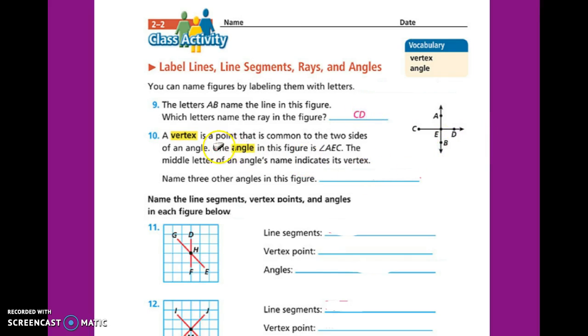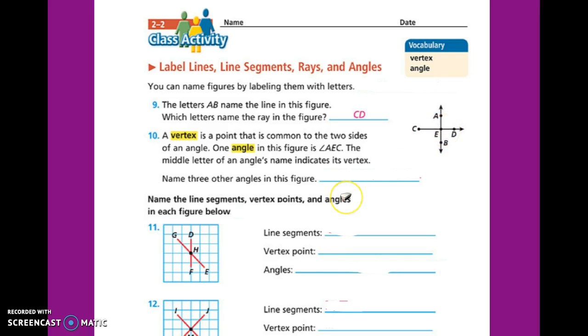Now it says a vertex is a point that is common to both sides of an angle. One angle in this figure is angle AEC. The middle letter of the angle name indicates its vertex. So if I find AEC, that's the angle. The vertex is the middle letter, in this case, E.